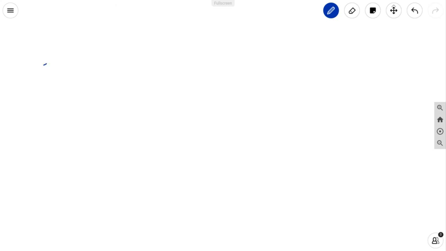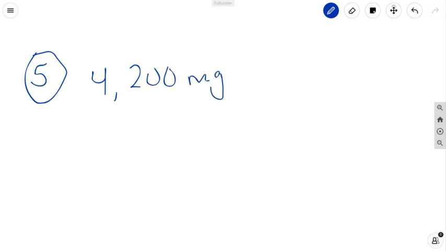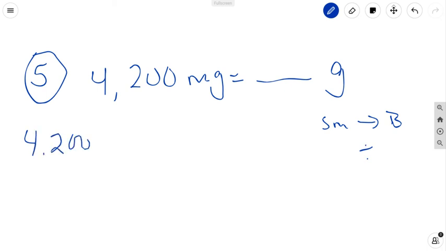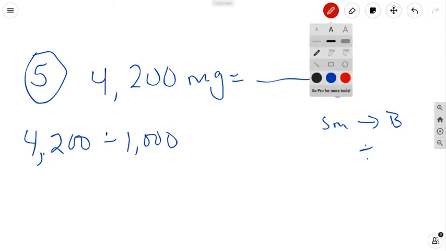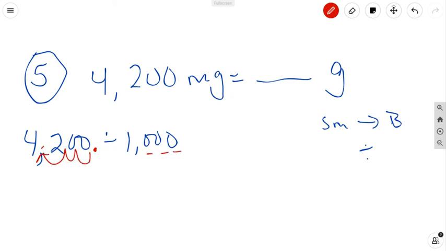All right. Let's try 4,200 milligrams. And we want to know how many grams that is. Again, there are 1,000 milligrams in a gram. We're going from a small unit to a big unit, which means we're going to divide. We're going to divide 4,200 by 1,000. And in this case, again, with the whole number, the decimal is at the end. 3 zeros means 1, 2, 3 times. We're placing it between the 4 and the 2, so we have 4 and 2 tenths grams make up 4,200 milligrams.